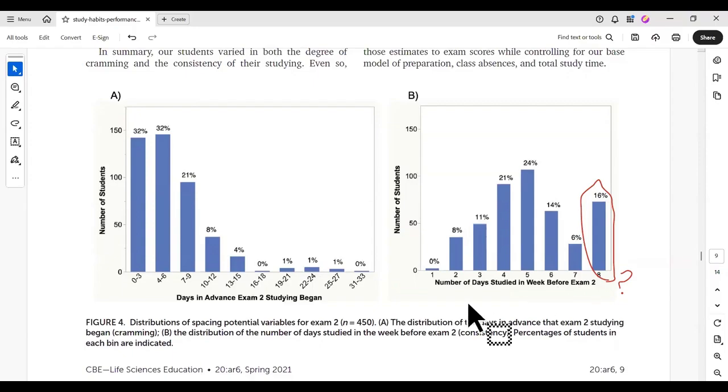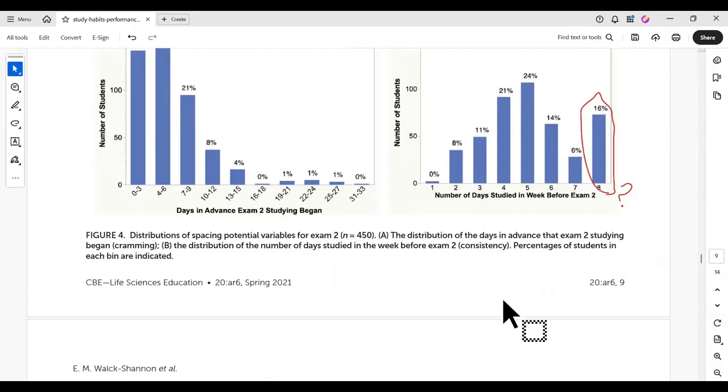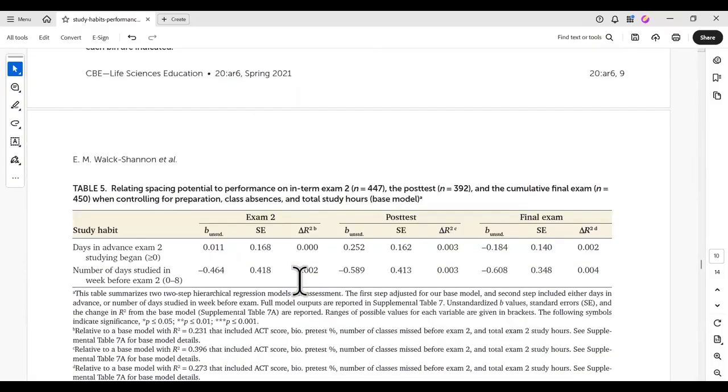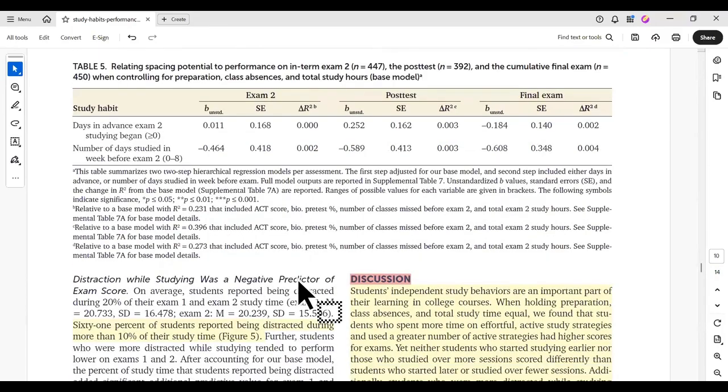When we talk about critical thinking, a lot of what we're doing is just noticing things. Does it really matter in the results if they counted 8 days? Maybe they should have said in the 8 days before exam 2. So they had a lot of students that studied 8 days a week before the second exam, hoping to get a good grade.